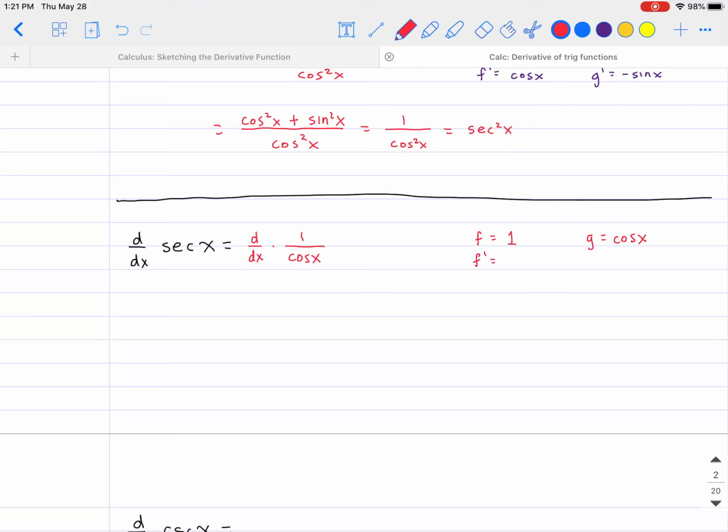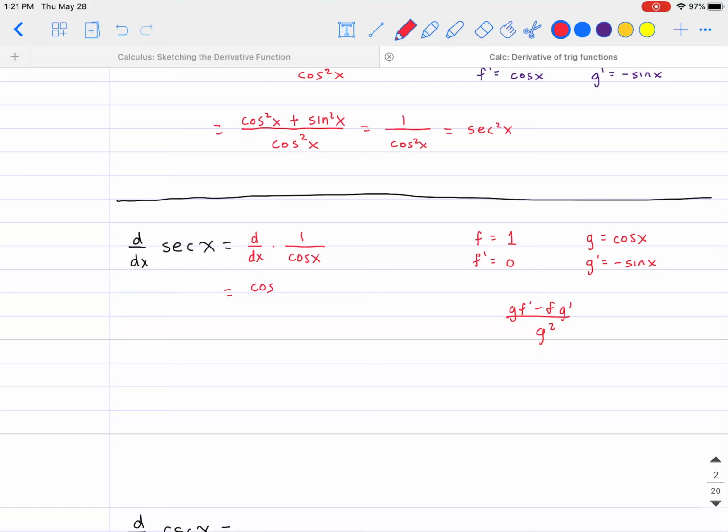We're going to take each respective derivative. So the derivative of 1 is going to be 0. The derivative of cosine is going to be negative sine. So let's go ahead and fill in everything. Let me just go ahead and write the quotient rule also on the side just in case. It's supposed to be g f prime minus f g prime, all divided by g squared.